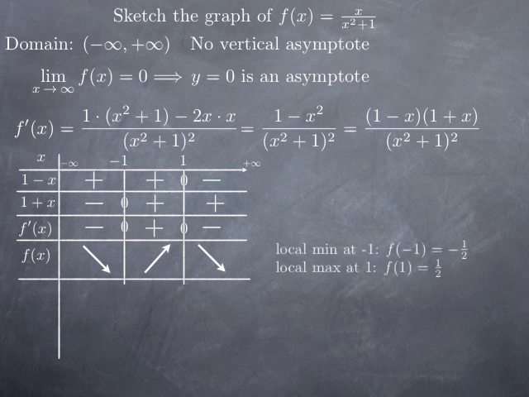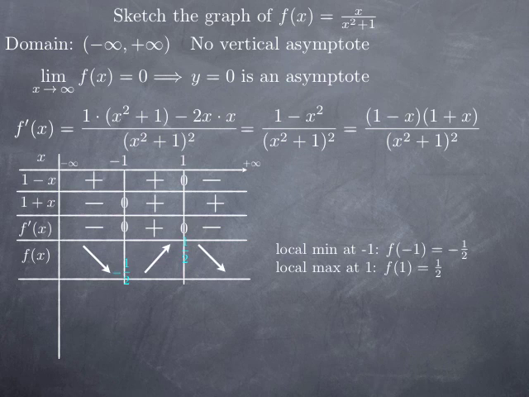That gives us a local minimum at x equal negative 1, and this minimum value is f of negative 1. If you plug negative 1 in the original function, you get negative 1 at the top, negative 1 squared, which is 1, plus 1, so 2 at the bottom, in other words, negative 1 half. We have a local maximum at x equal 1, and this maximum value is f of 1, which is 1 half. So I'm going to put these values in my chart.